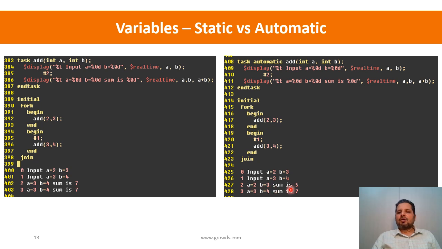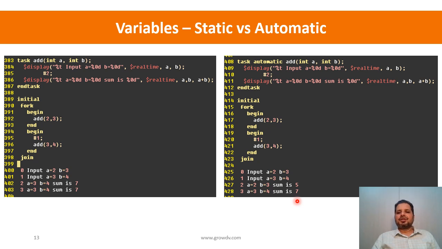But when we look at the output, the first invocation shows 2 and 3, and the sum as 5, and the second invocation is 3 and 4, showing the sum as 7. Because of the automatic lifetime, every time we invoke the task, the formal arguments get allocated on the stack. That is why the first invocation has its own copy which contains the values 2 and 3, and the second invocation has its own copy which contains the values 3 and 4, and hence we are able to see the sums as 5 and 7.